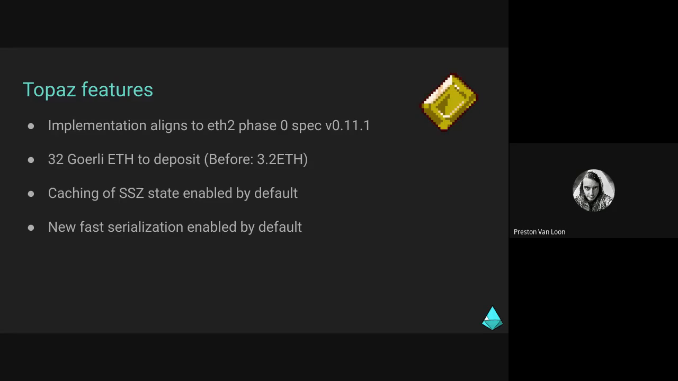Some other cool things: we have caching of our simple serialize for the beacon state. That's been really helpful. Now that we've enabled it by default, it was causing a lot of issues, but then we fixed those, and now it's helped reduce resource usage significantly. We have a much faster serialization that's now enabled by default, and that's really exciting because it was written by an outside contributor, which we had found through the Gitcoin bounties network. So we actually paid them through a Gitcoin bounty, which is really exciting.